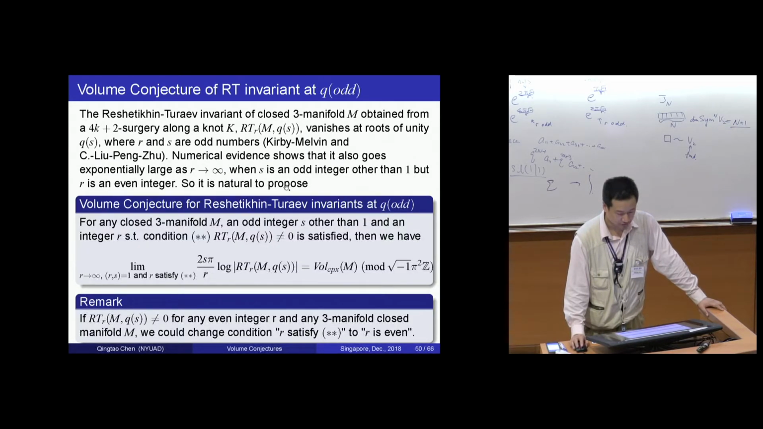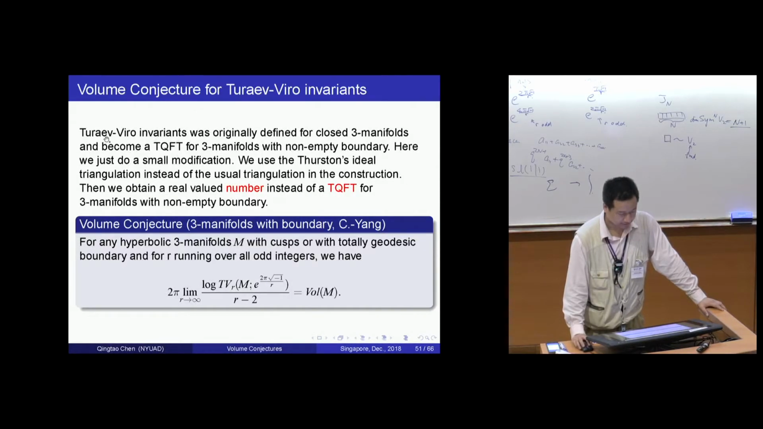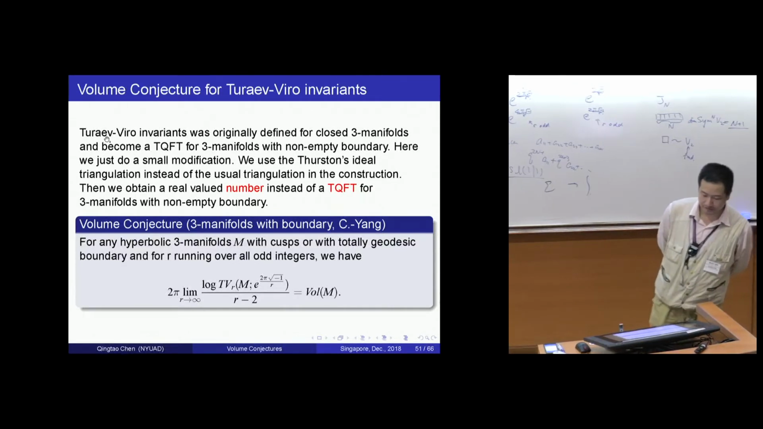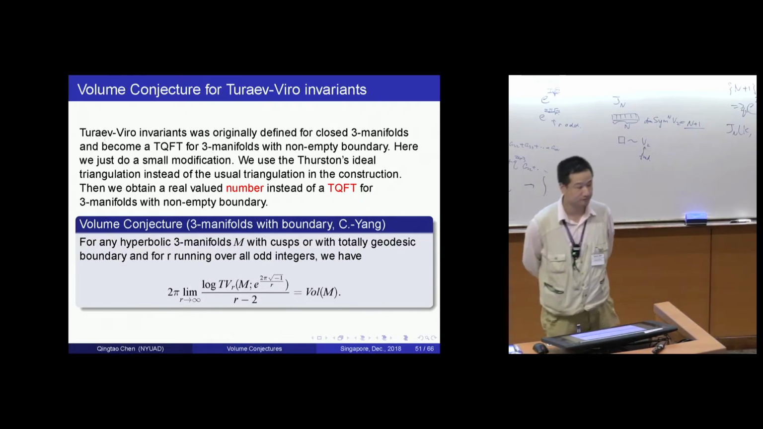And this Q order, we don't have time for this one. And then this is the first version of our paper. So we first discovered the volume conjecture from the Turaev-Viro invariants.